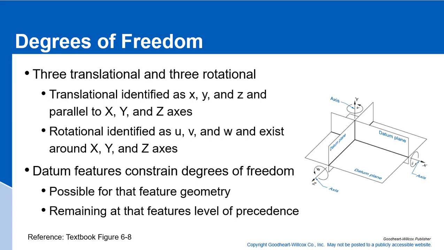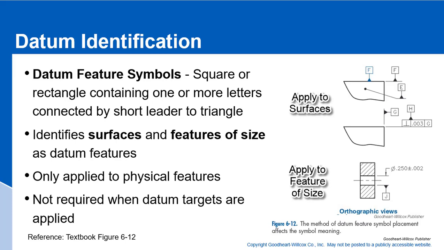So let's talk about datum identification. Datum feature symbols. Really, we place datum identification on a drawing by using a square with the datum letter in it, and then a little straight leader attached to a filled-in triangle. So a square rectangle containing 1 or more letters connected by a short leader to a triangle. That's how we identify datum surfaces on a drawing.